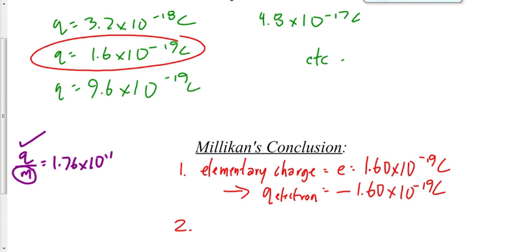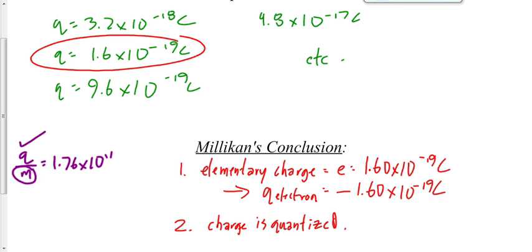The second conclusion that Millikan drew was that charge is quantized. What does that mean? Well, you can have this number 1.6, or you can have 14 times that, or 7 times that, or 2 times that, but you can't have 3.5 times that. We talked about energy quantization back when we were talking about quantum theory, right? Photon theory. You can have this value, or you can have 2 or 3 or 4 times that, but you can't have anything in between. Charge is quantized as well.